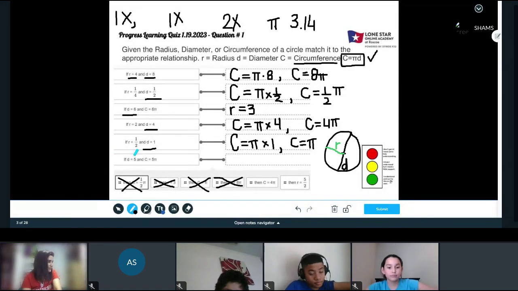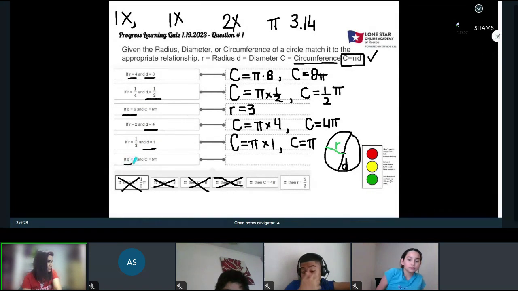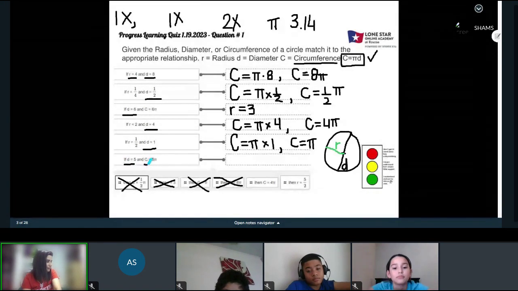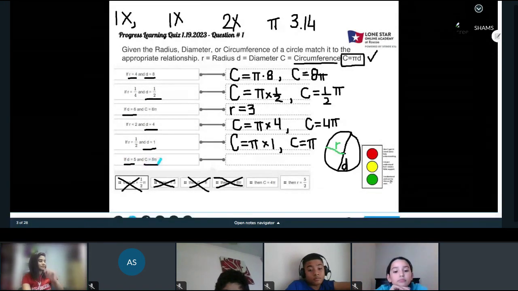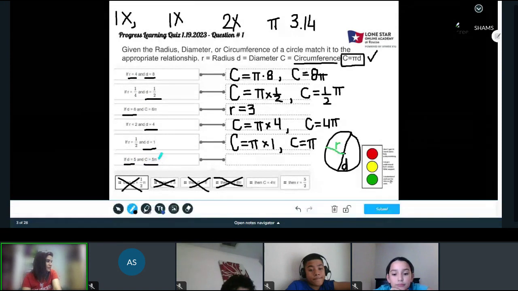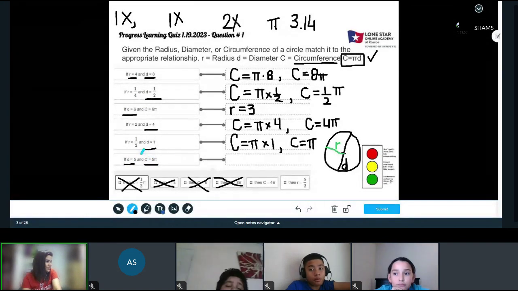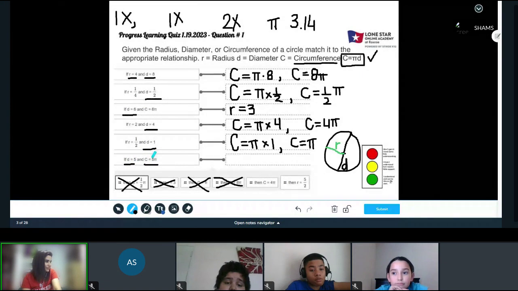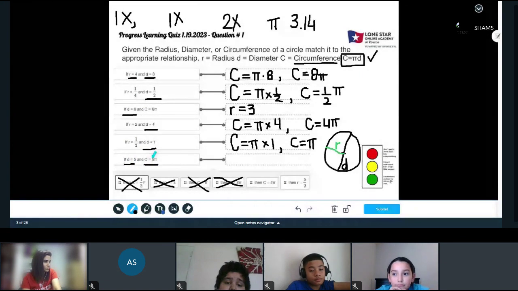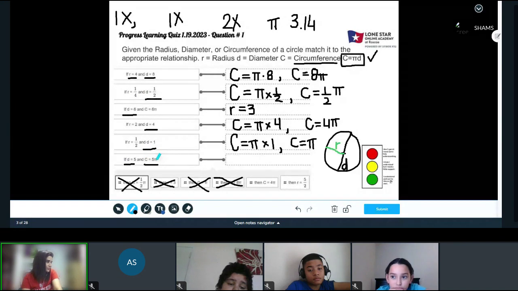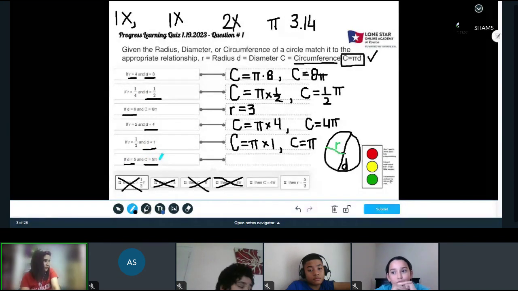Over here, we've got a diameter of 5. We've got circumference of 5 pi. Does the circumference look good over here? If diameter is 5, do you think circumference should be 5 pi? Yes, that's true, as we saw in the formula. The diameter is 5, circumference is 5 pi.